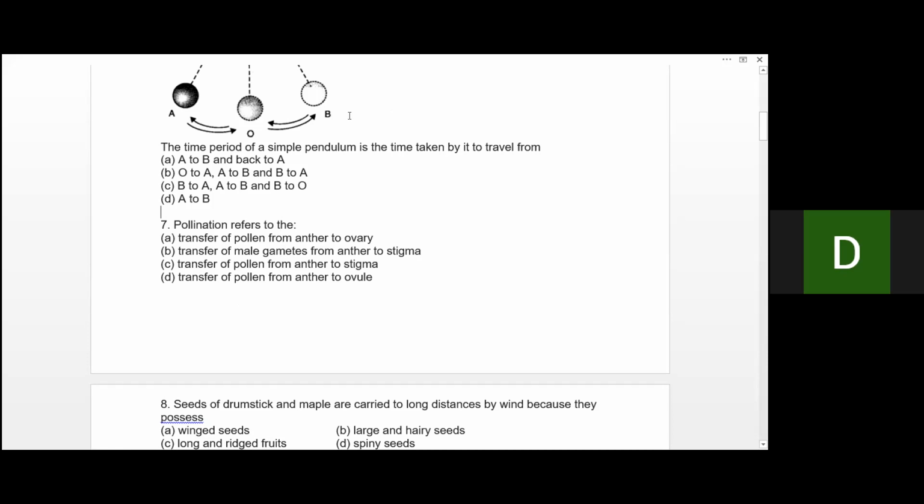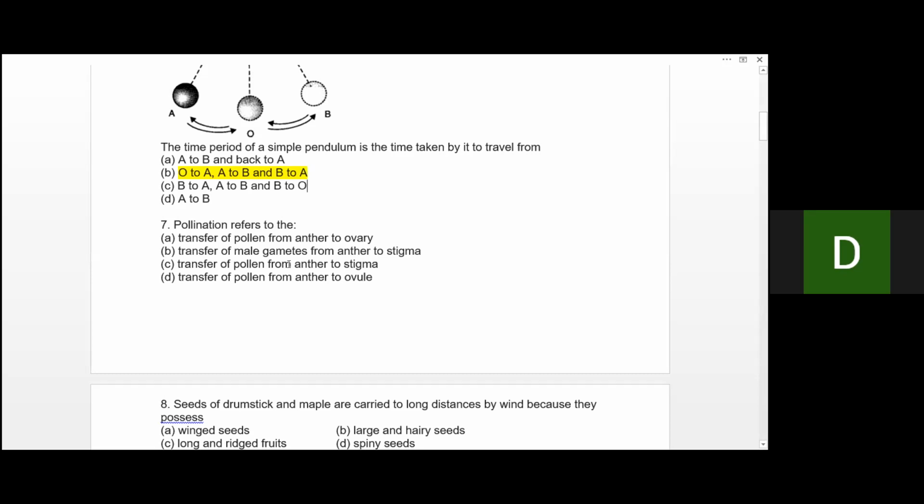Pollination refers to, just read the options. What do you mean by pollination? Pollination refers to what? Ma'am, C option is correct. Transfer of pollen from anther to stigma. Children, you need to read it very, very carefully. Yes, the answer is C. Transfer of pollen from anther to stigma is the right option.